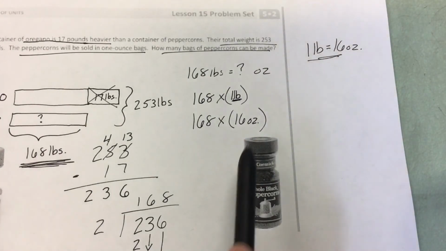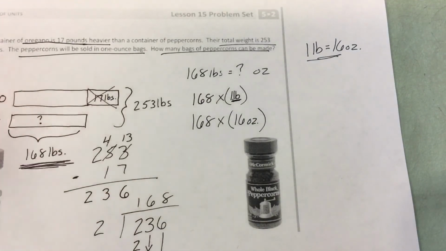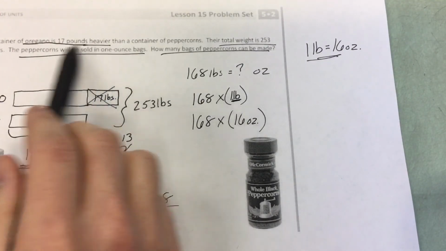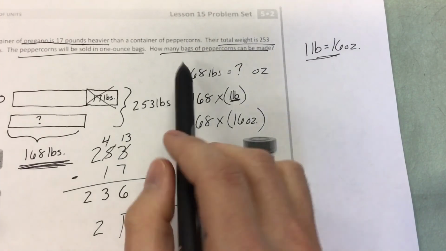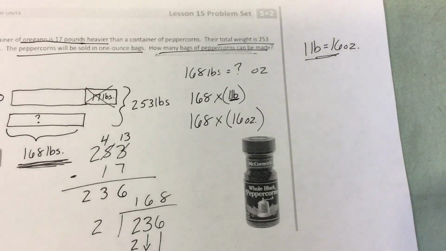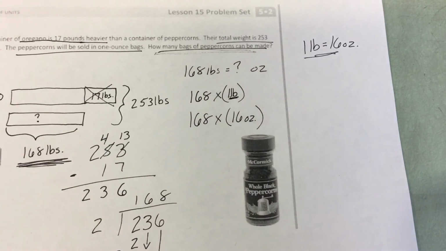And when I work out that problem, that will get me down to 1 ounce bag. So that will give me the answer for this question. That will give me the total number of ounces, and each of those ounces will become a bag. So that will be the same thing as the answer to our question, how many bags of peppercorns can be made? So go ahead and work out this problem, 168 times 16 ounces. You could do that through the standard algorithm, the area model. Either one will give you the correct answer. So work that problem out and show your teacher what you came up with.